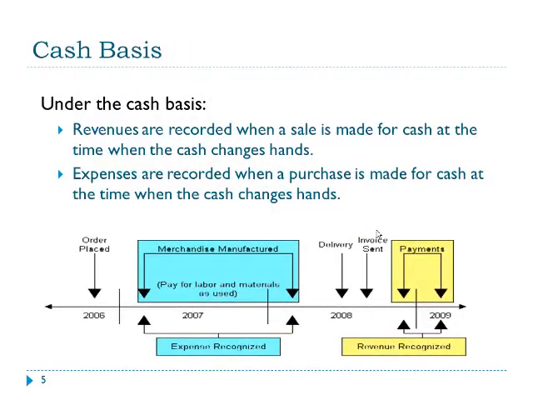In a cash basis system, it would look very different. In a cash-based system, revenues would be recorded when the cash is received from the customer, and expenses would be recorded when the items are paid for in cash.